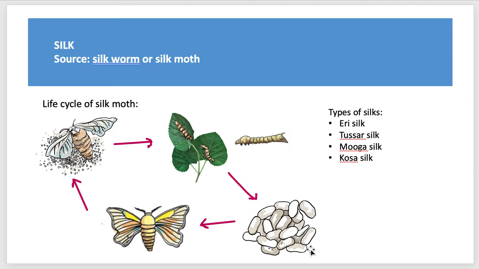So after this process, after boiling the cocoons, we get silk, which is used to make different types of things like saris, shawls, and it has many other different uses. So these are the main types of silk: eri silk, tussar silk, muga silk, kosa silk. The most common one is called mulberry silk, and it is produced by the mulberry silk moth.